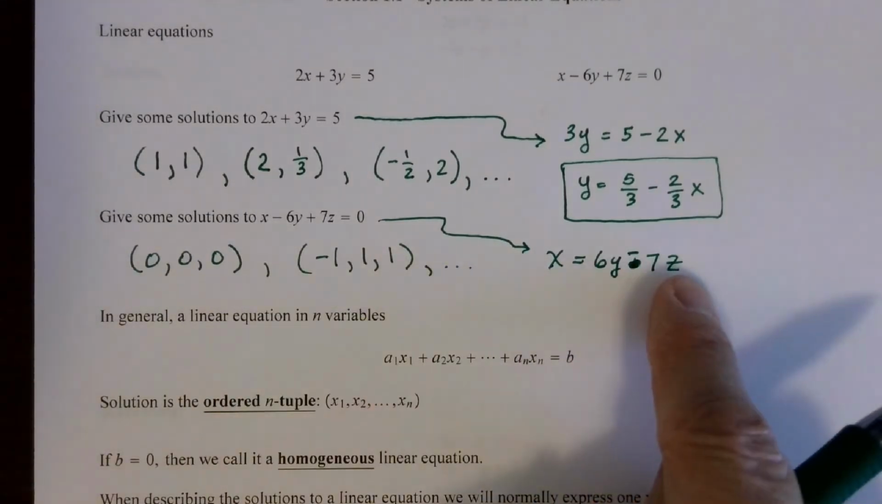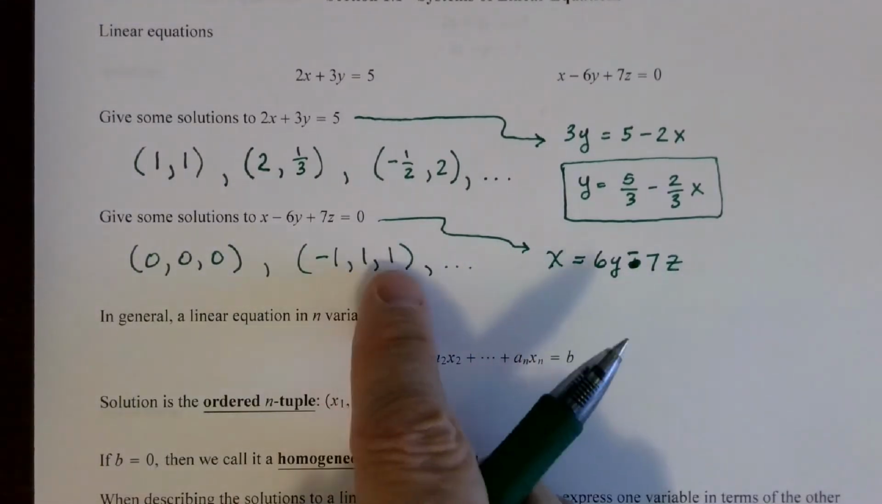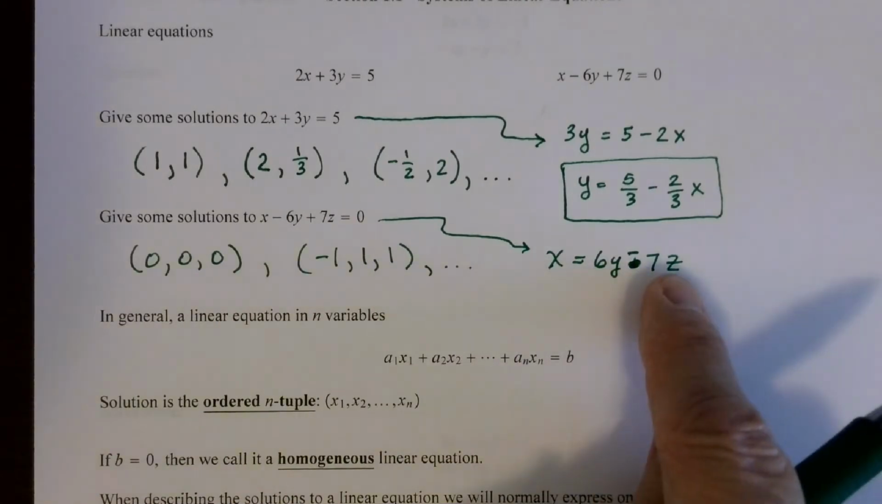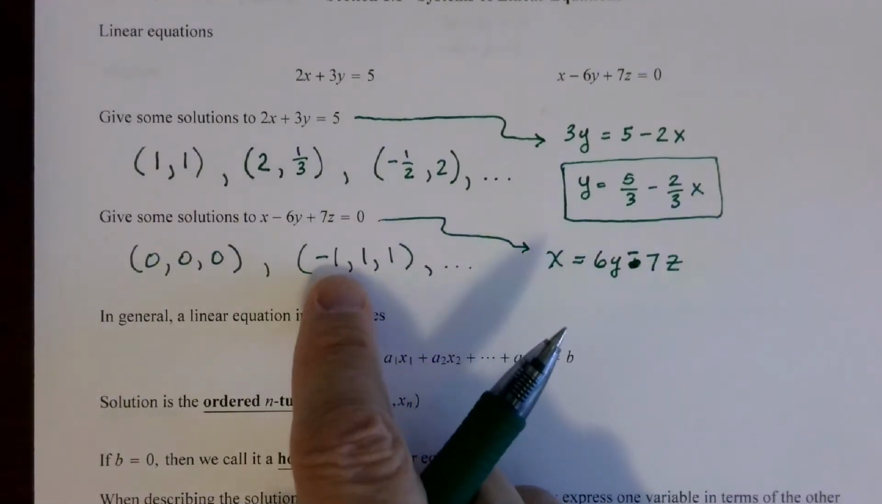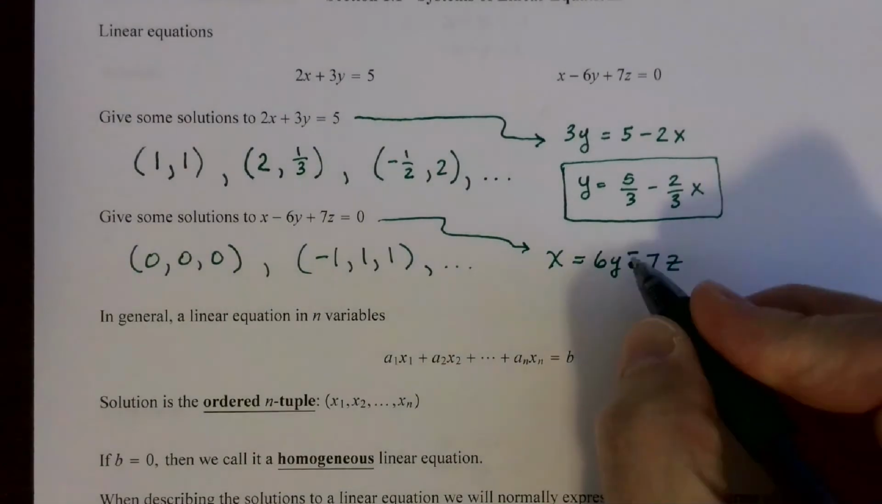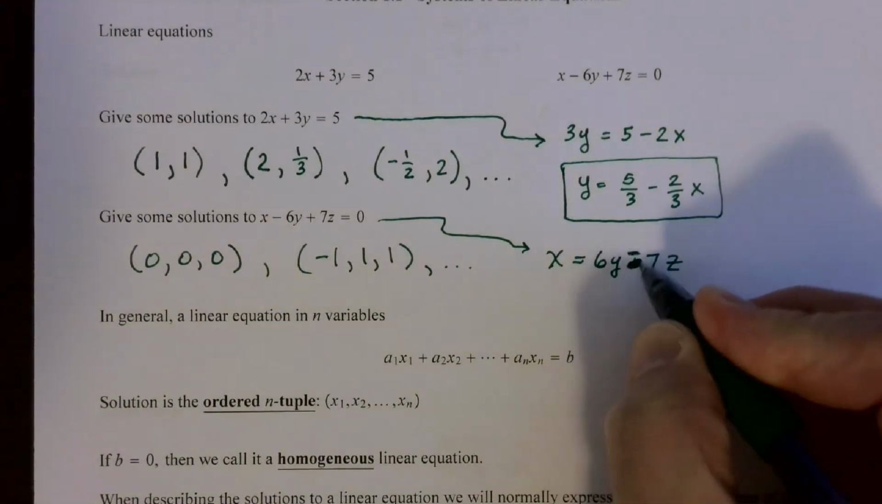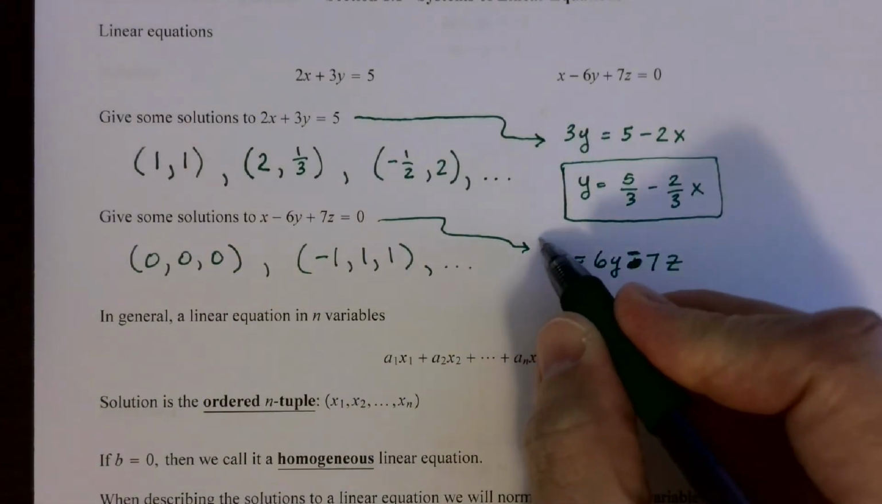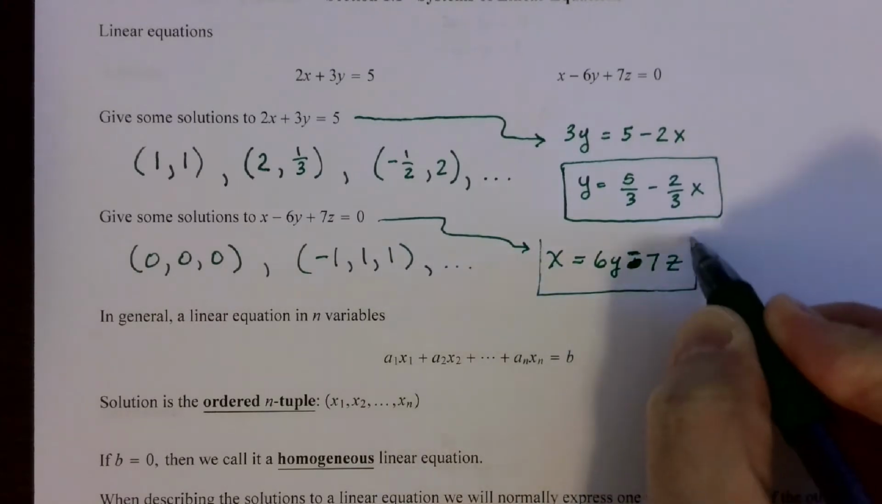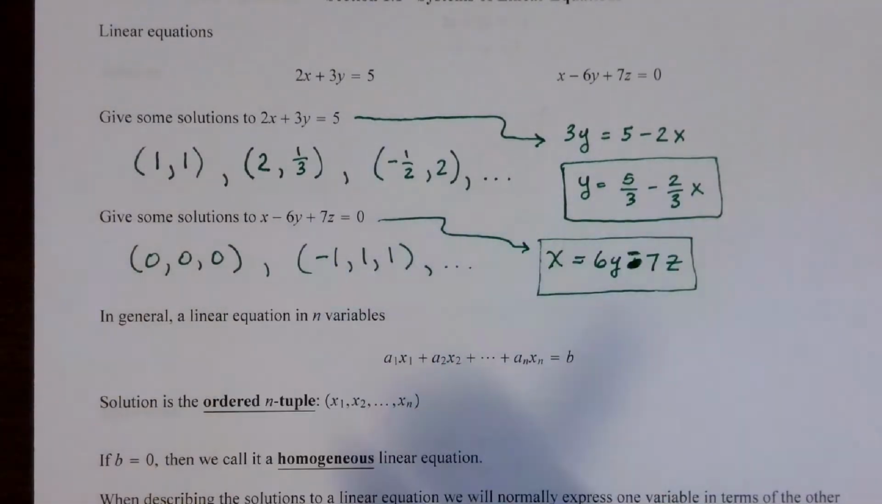And so now we can generate all these solutions. Obviously, when y and z are 0, x is 0. And when y and z are 1, I get 6 minus 7, which is -1, the value for x. And so on. So I can generate as many of the infinitely many solutions to this equation as I can.